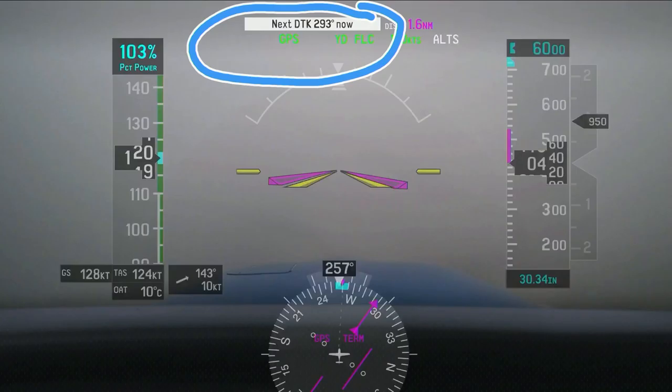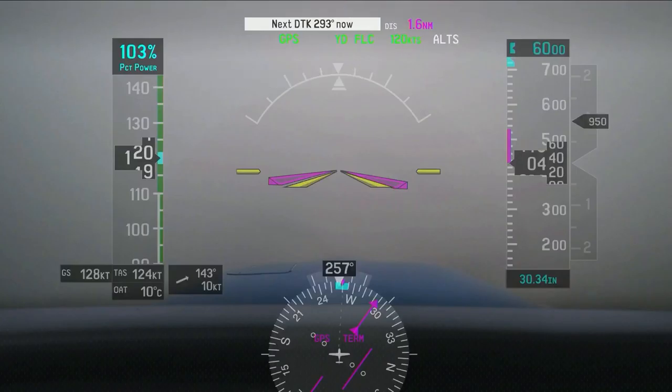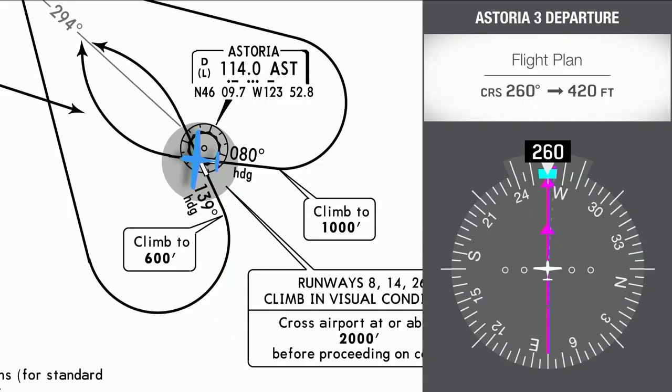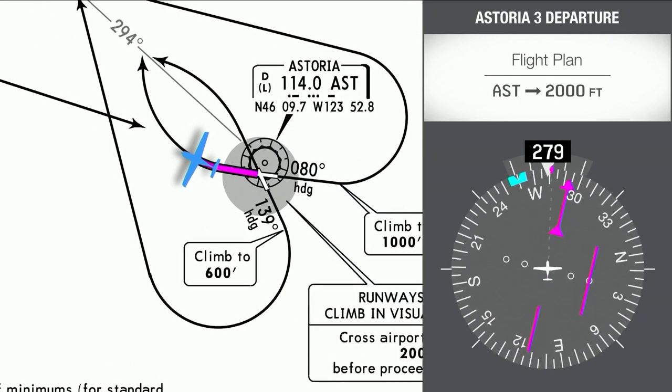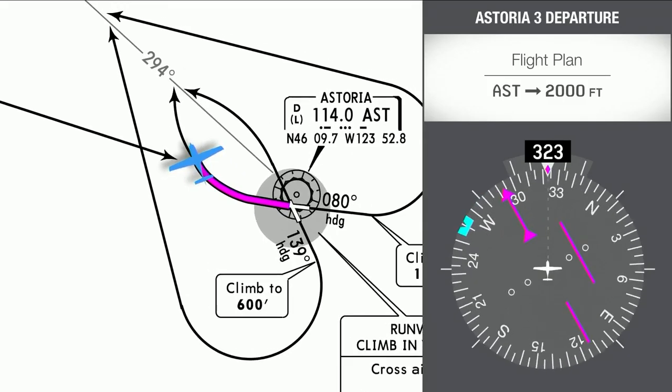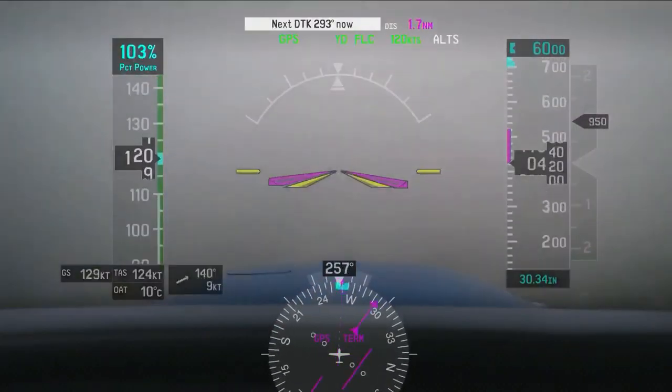Again, since we're using RNAV to navigate this, you can see it's already indicated my next direct track. So now we're gonna start that right turn. I'm going to jump back to the map so you can see where we are. This is where we are, right here. We're starting to make that turn to intercept. Okay, so I'll jump back to where we were there.